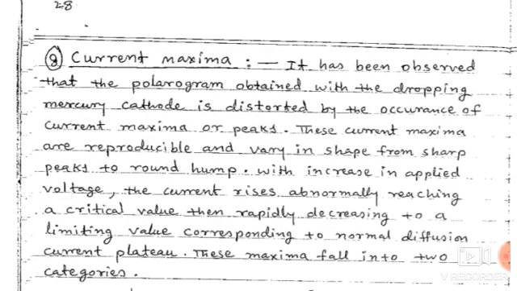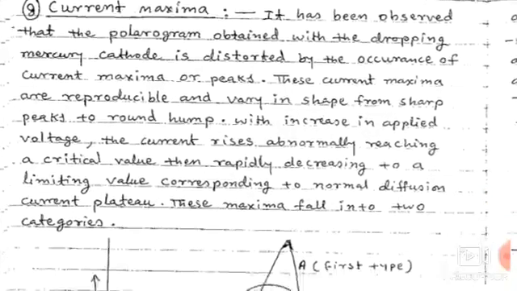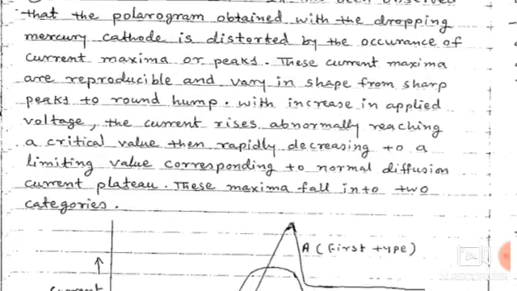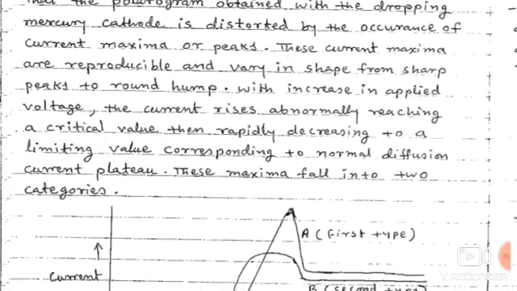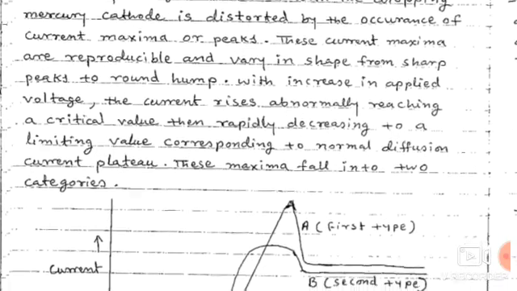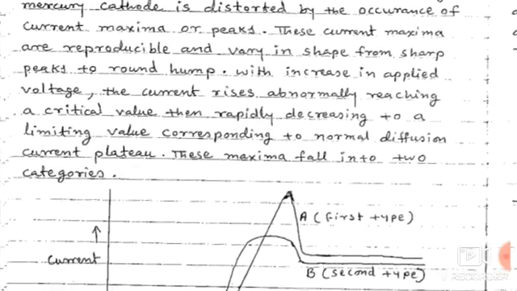So it has been observed that the polarogram obtained with the dropping mercury electrode, that is the cathode, is distorted by the occurrence of the current maxima or peaks. These current maxima are reproducible and vary in shape from sharp peaks to round humps.